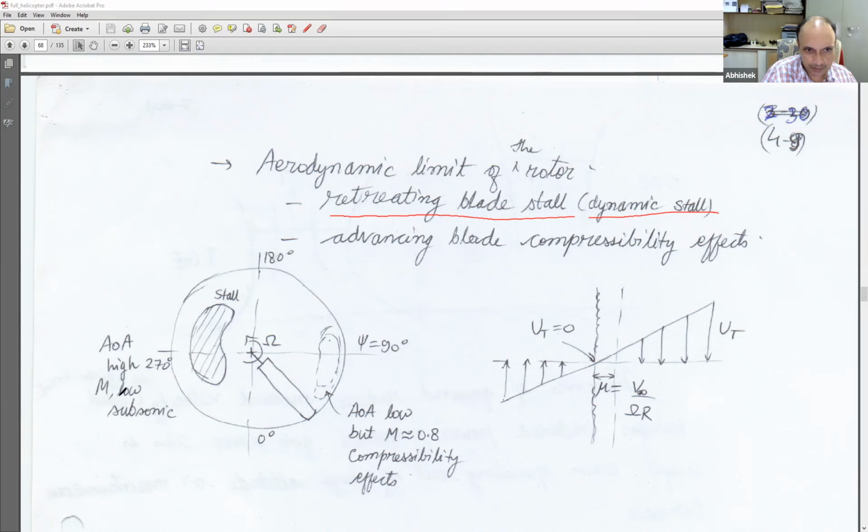So here the Mach number is low subsonic, that's not a problem, but the angle of attack is very, very high. So here I may end up getting stall, which will further increase my control loads and increase the vibration and not allow my helicopter to fly too fast. So these are the two critical limits which limit my forward flight speed. Okay, remember this: retreating blade stall and advancing blade compressibility effects. These are the two things. So even if I put a big engine, it's not going to help me. So how can I make my helicopter go way faster? What is the solution?